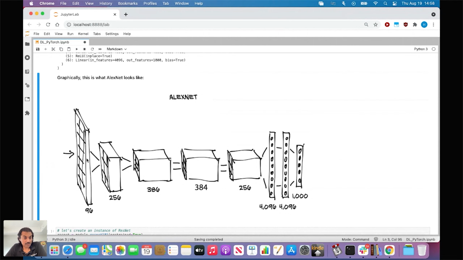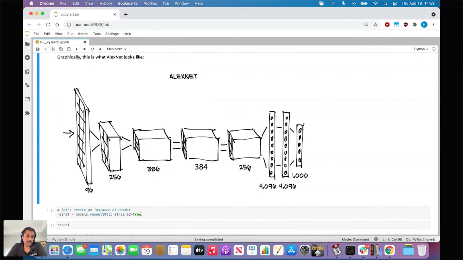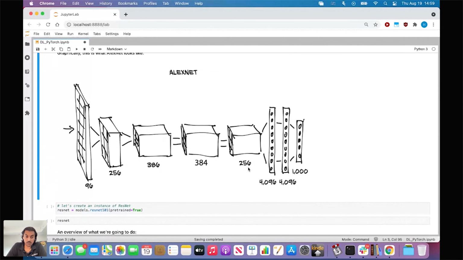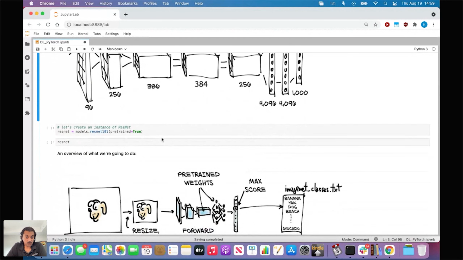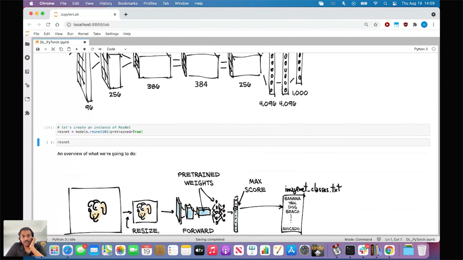So there's a few layers here. It starts at 96 and goes 256, 386. So here's all of our multiple layers, right? AlexNet is a pretty simple neural network. It's been used and it's a very good neural network. Here, though, we're going to do something a little bit different, a little bit more complicated. We're going to walk through ResNet. So let's go ahead and import that.